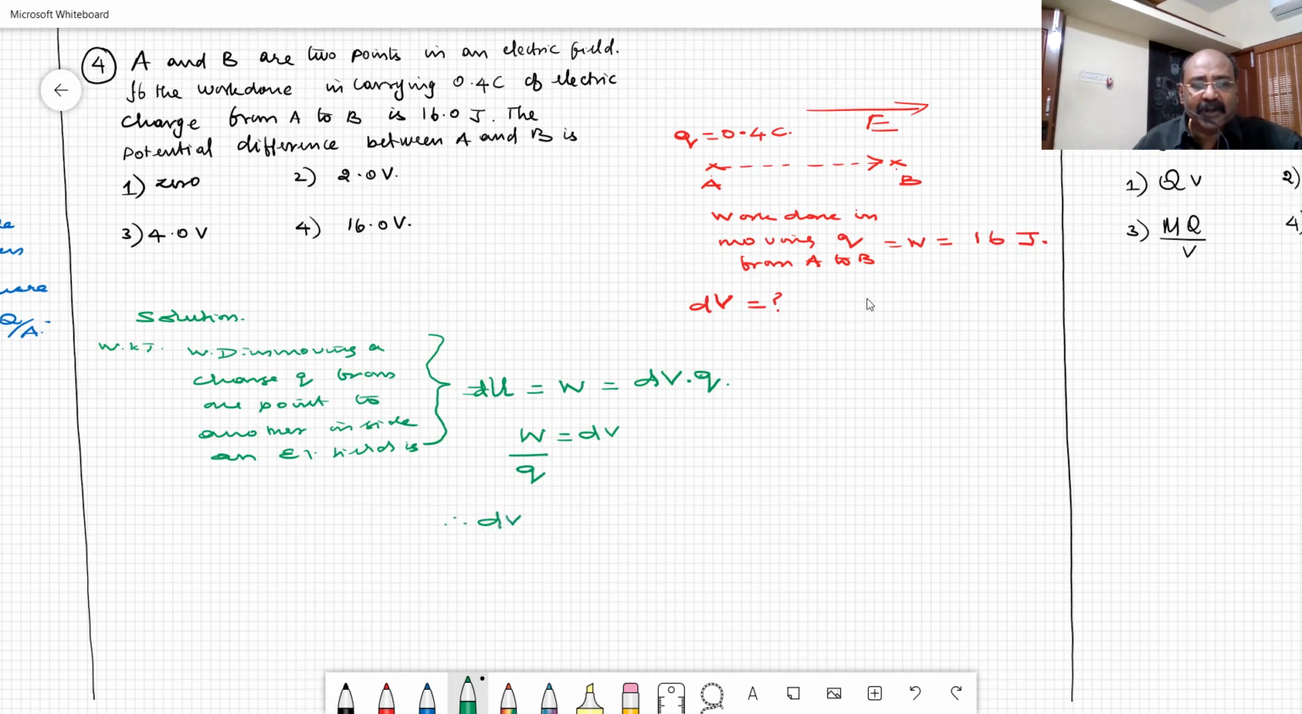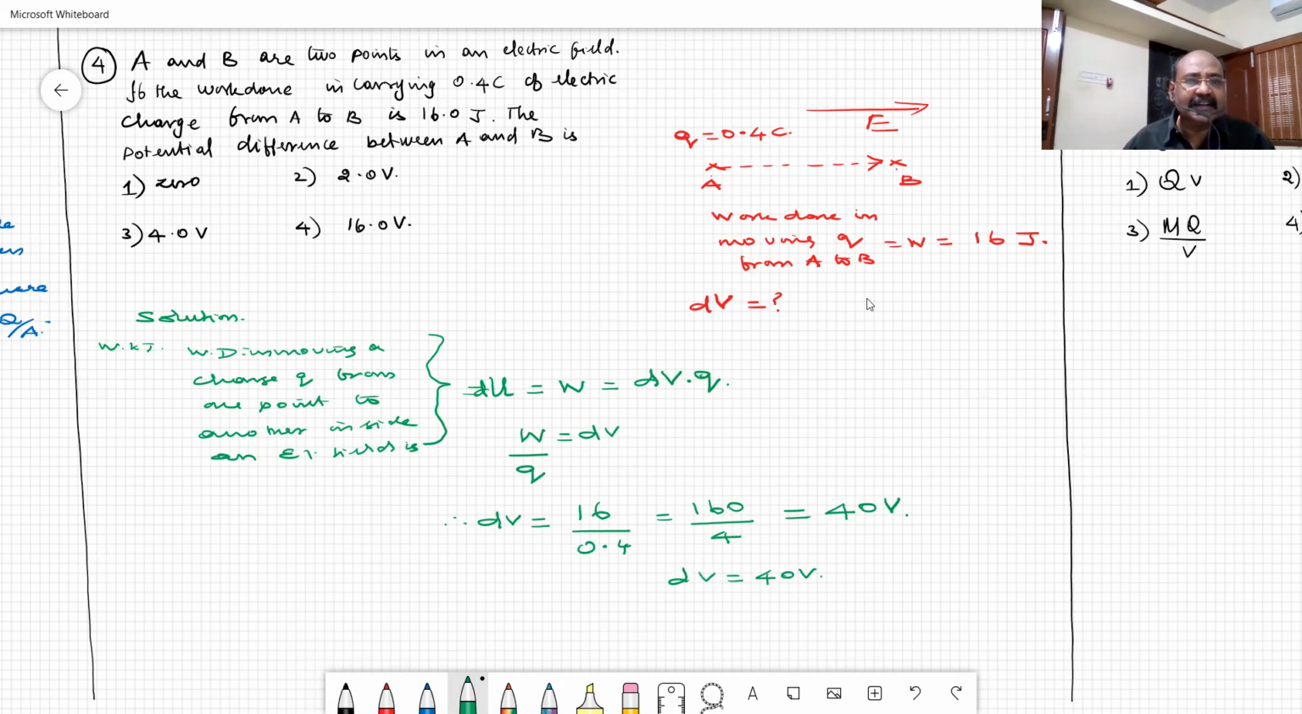Therefore, the change in potential dV is equal to the work done, which is given to be 16 joule, divided by the amount of charge moved, 0.4. So I can write 160 divided by 4, multiplying numerator and denominator by 10. I will be getting the potential difference between the two points as 40 volts. So dV is equal to 40 volts.